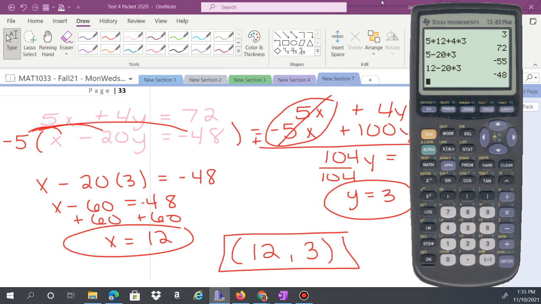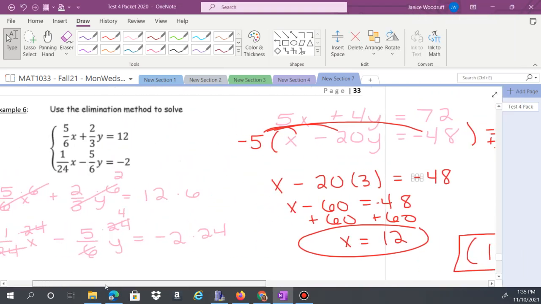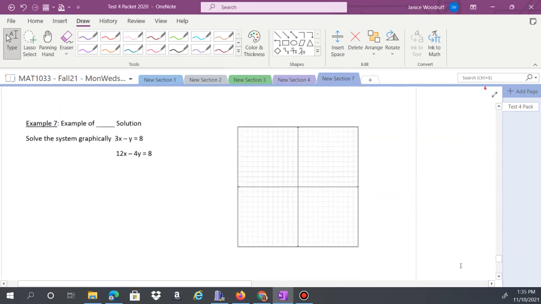Okay, so let's look at some examples of when you might have no solution or infinitely many solutions. Okay, so I think this is an example of no solution. So we'll graph this. We'll do it graphically, and we'll do this one with elimination, but we'll do graphing first.